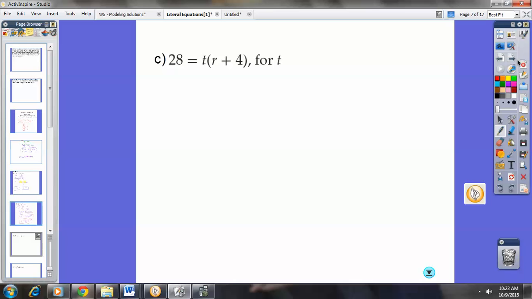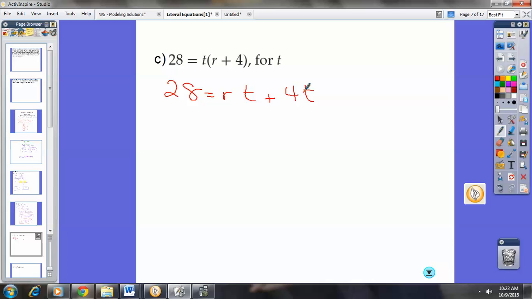Let's distribute. Let me write that. I'm going to write that in alphabetical order. Let's do rt. Does anybody see a potential problem? Elena? There's two t's. Gotta just pick one. Pick the first one, pick the second one. Does it matter? Yeah, I want to solve for t, but I gotta know which t I need to solve for.